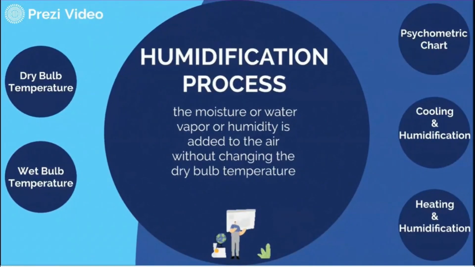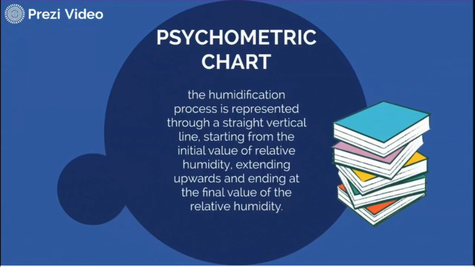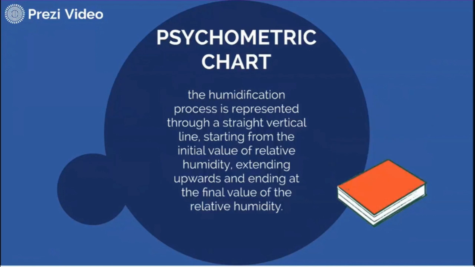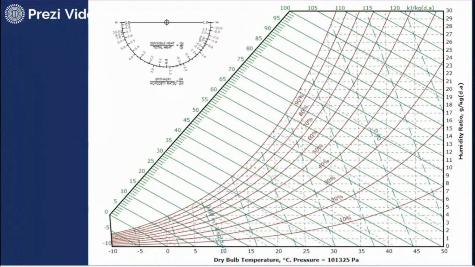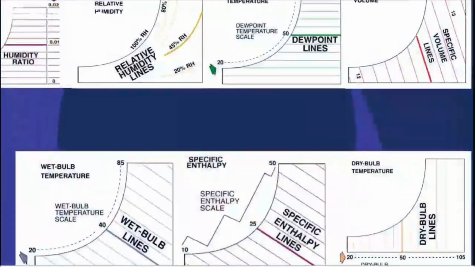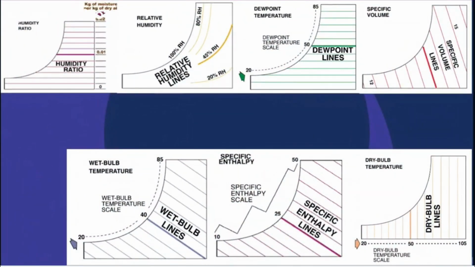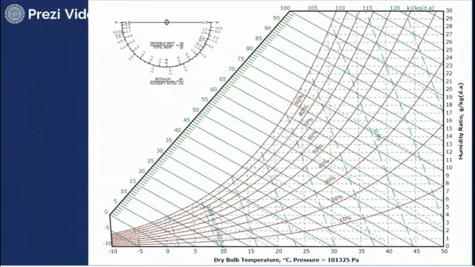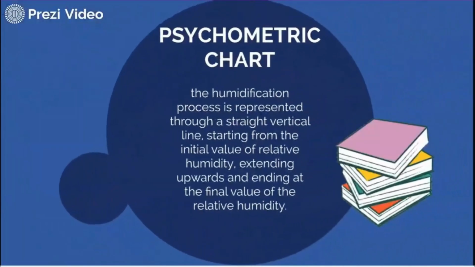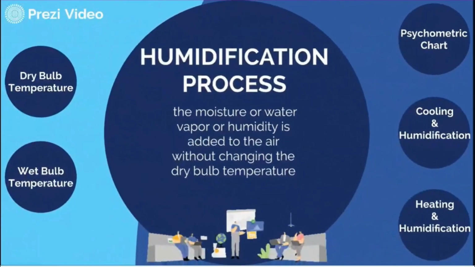In a psychrometric chart, the humidification process is represented through a straight vertical line starting from the initial value of relative humidity, extending upward and ending at the final value of the relative humidity. In reality, a pure humidification process is impossible as it is usually accompanied by heating or cooling of the air.